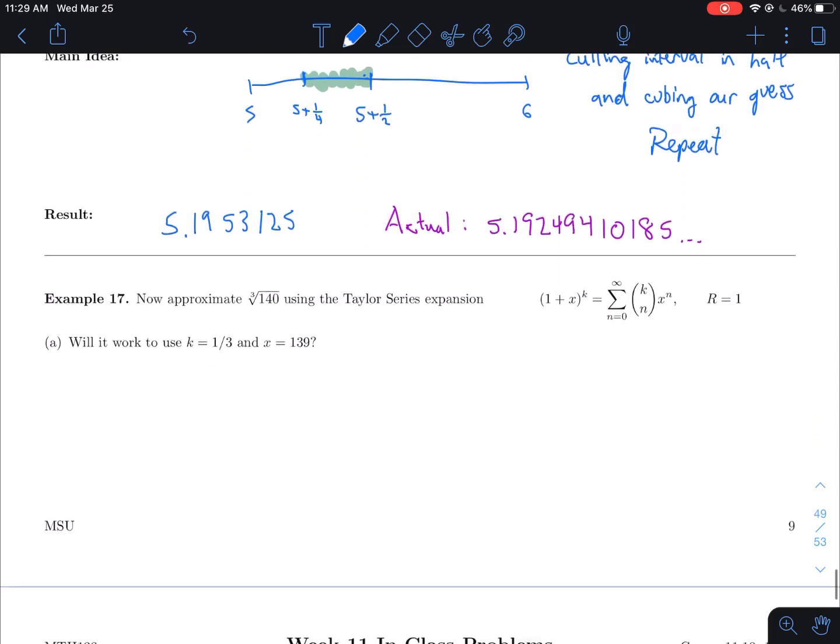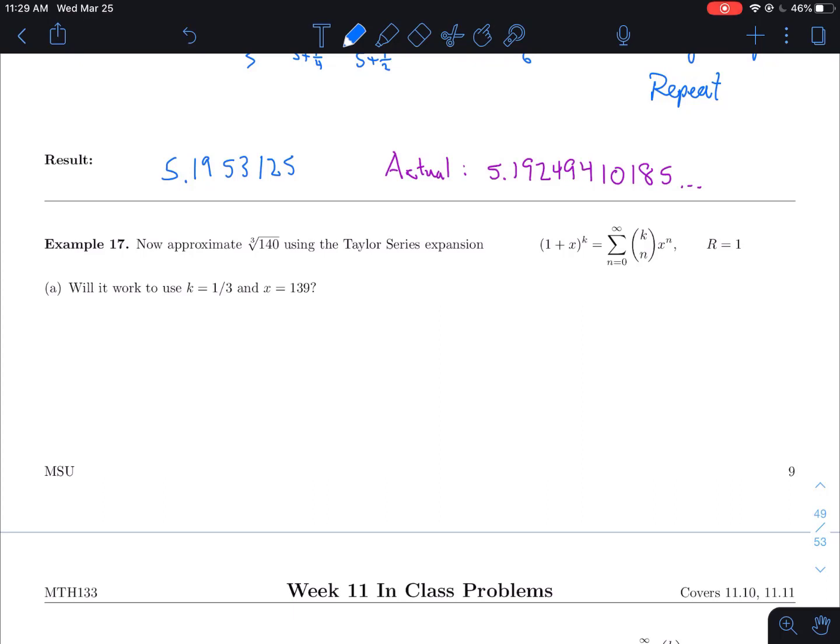So this one I didn't make a video for or anything like this, right? We're just going to do this out by hand here in class. And so I would like to approximate the cube root of 140 using this Taylor series expansion. So this is something that we technically saw in section 10 of chapter 11, but then we really go into it in the first video there in section 11. So this is the pre-class video.